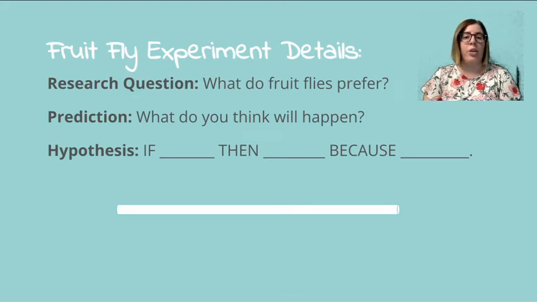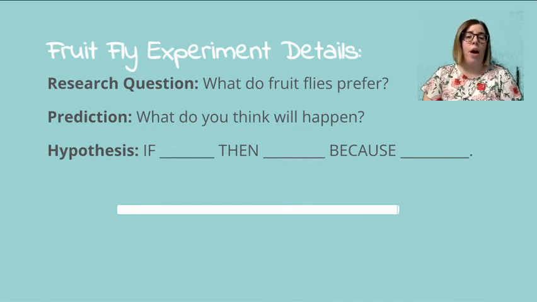You are designing your own experiment. So I'm just going to give a more vague example. That's why I said, what do fruit flies prefer? But I'd want you to give specifics on your research question. Do they prefer this over this? And then I need you to make a prediction about what you think they will prefer. I think they will prefer, well, don't use I, but fruit flies will prefer blank over blank.